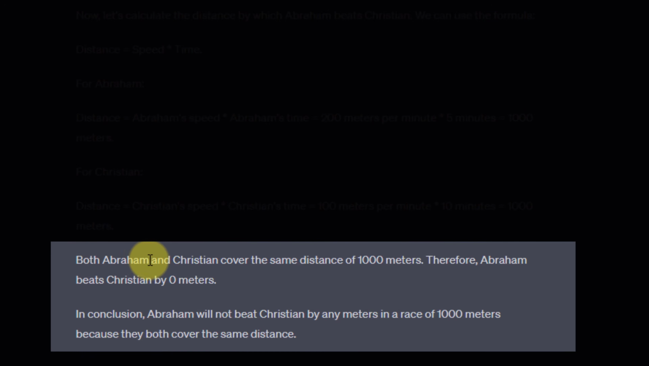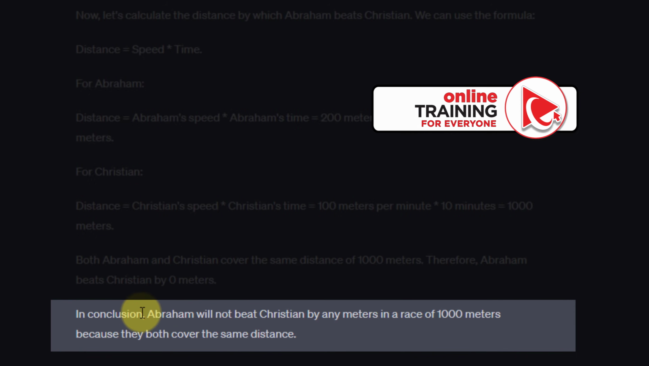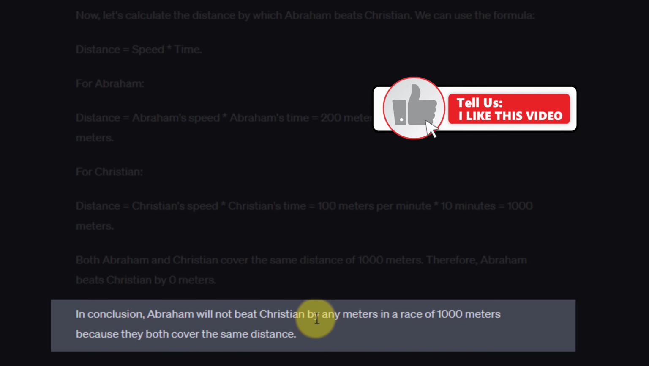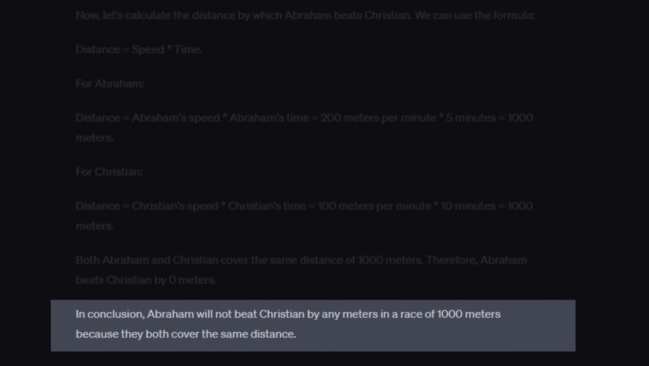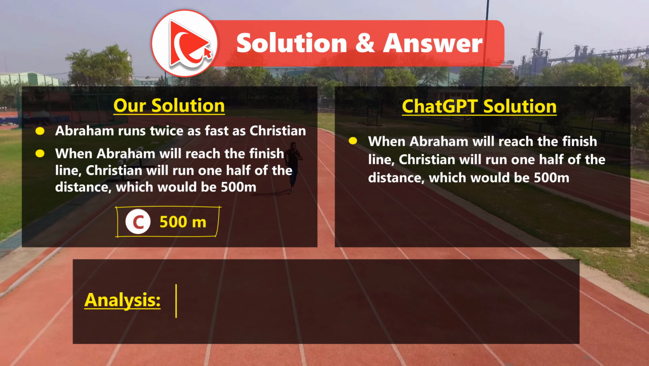Both Abraham and Christian cover the same distance of 1,000 meters. Therefore, Abraham beats Christian by 0 meters. So the conclusion is that Abraham will not beat Christian by any meters in a race of 1,000 meters, because both will cover the same distance. Now let's analyze ChatGPT's answer.